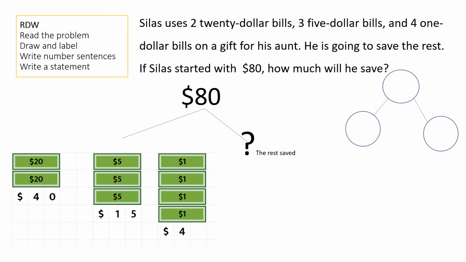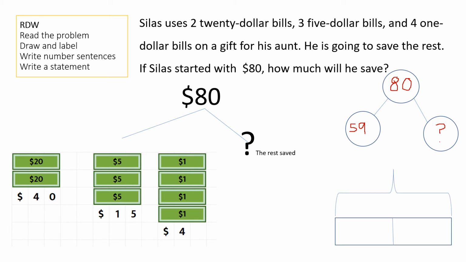You could have also represented this problem using a number bond, where 80 is still the whole in this problem. 59 is one of the parts, the amount that Silas spent on his aunt, and we're still missing another part. You could have also used a tape diagram to show this. Again, where 80 is our whole, 59 is one of our parts, and we're still missing one part.